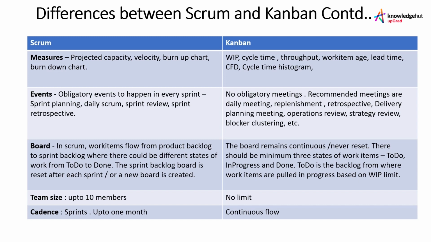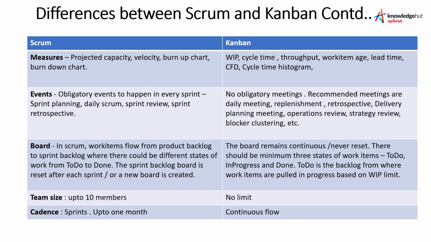Then we have metrics in Kanban. So while Scrum does not prescribe or mandate any specific measures or metrics, Kanban does. So in Kanban, we have these well-defined metrics that you have to use. Otherwise, you will not be able to get full benefits of Kanban. So the first measure is WIP, which is work in progress. That is at any given point of time, how many work items are in progress in your workflow.